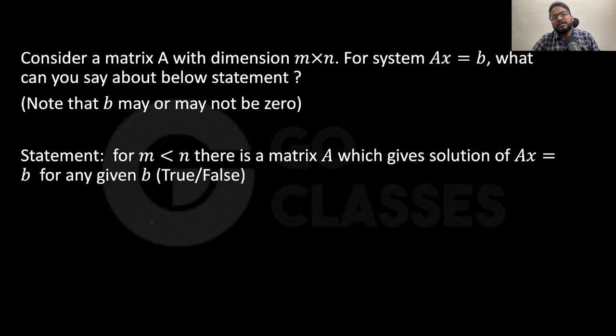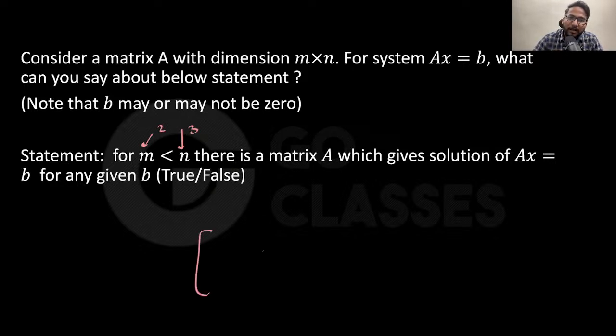This is true or false. Consider a statement. Consider matrix A. So this is the common thing that I have written. Now the statement is saying that for m less than n, let's suppose m is 2 and n is 3, there is a matrix A which gives solutions of Ax equal to b for any b.